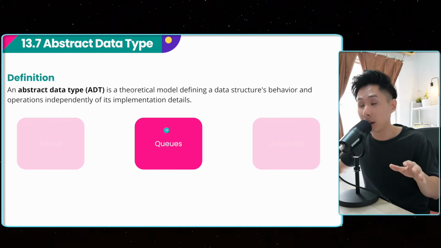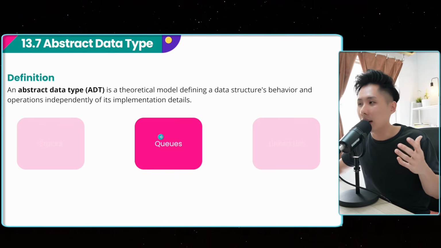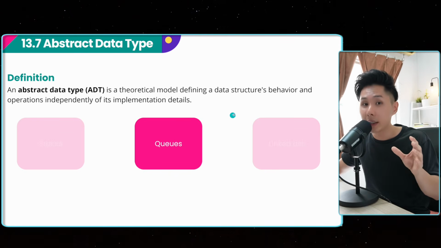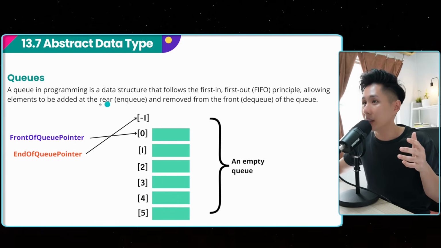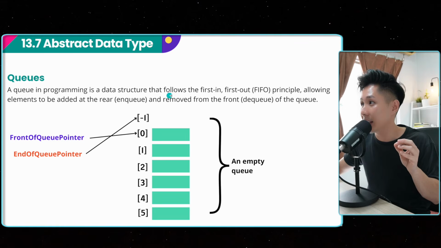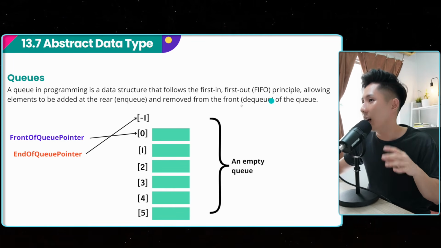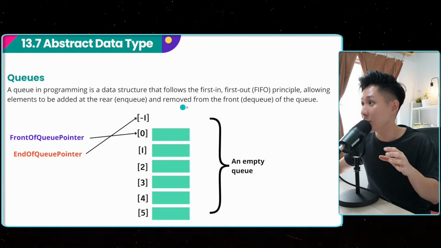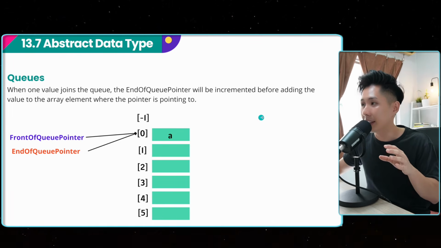For queues as well, think of this as the normal queue that you see in McDonald's or a cafe. It operates on a first in, first out feature. So a queue in programming is a data structure that follows the first in, first out principle, FIFO, allowing elements to be added at the rear and removed from the front of the queue. So let's look into it.